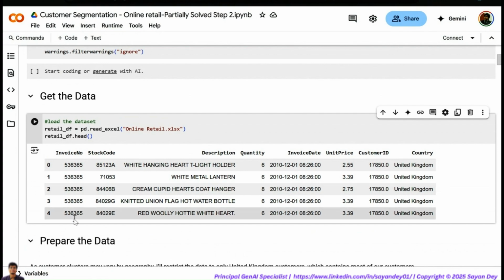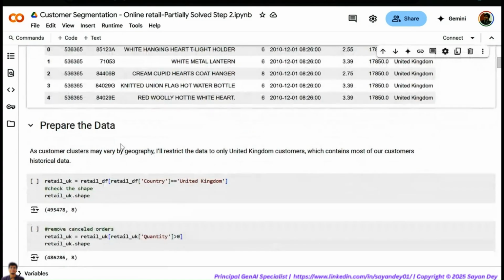You can see for invoice number 536365, we can see there are multiple items that were purchased. And it's possible, right? For the same order ID, you purchase multiple products. So in the same order, you buy soap, you buy shampoo, you buy oil. So these are the different items that you purchase against the same order ID. This tells you how many you purchased, when you purchased, at what price you purchased, and so forth. That's the inference you're getting.